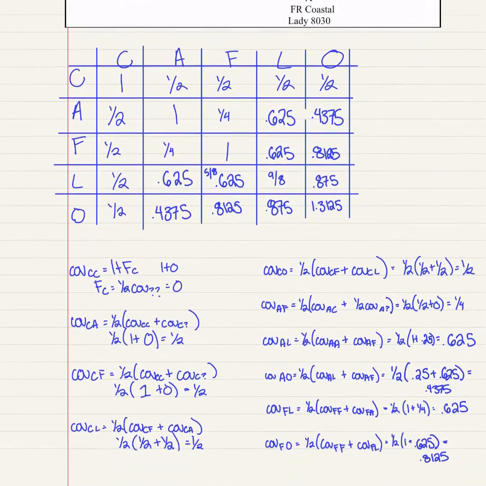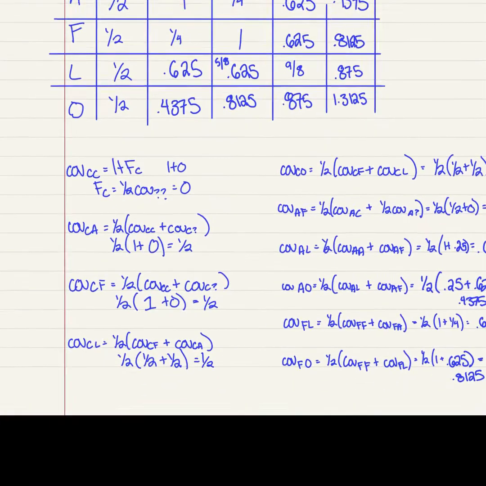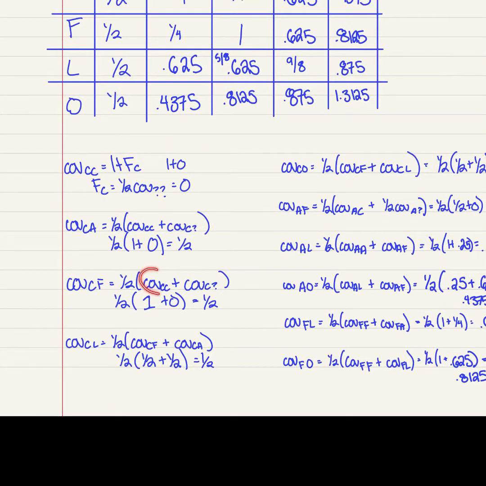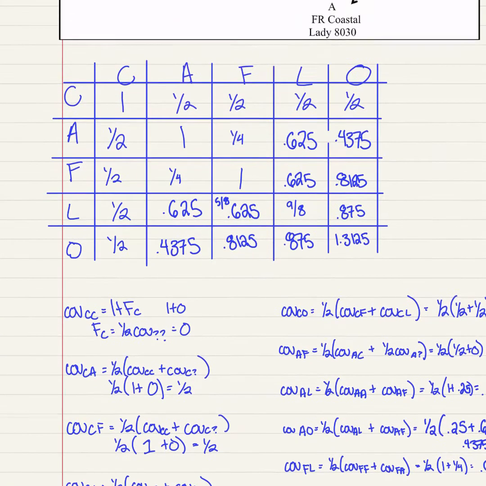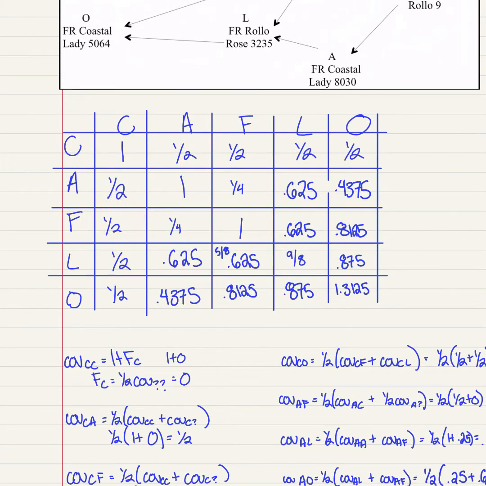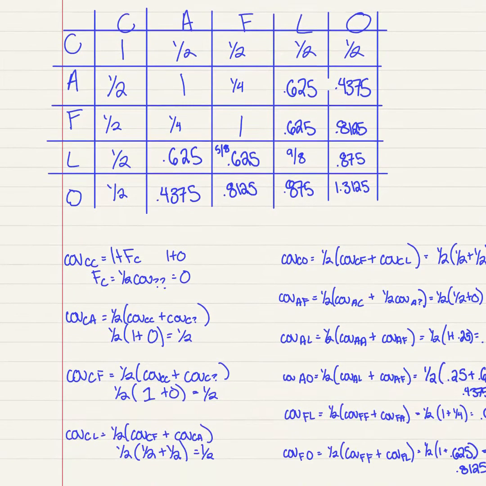Covariance of C with F is going to look very, very similar. We have the covariance of C with itself because C is F's parent, and the covariance of C with question mark, we don't know F's other parent. So it's going to be a half times 1 plus 0 is a half. And that goes right here. So far we have these three values.